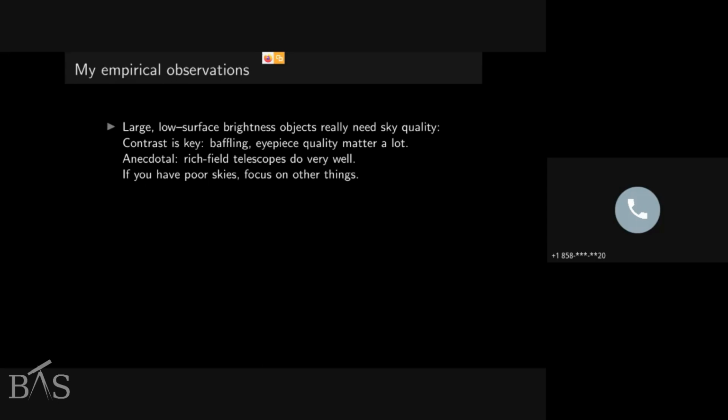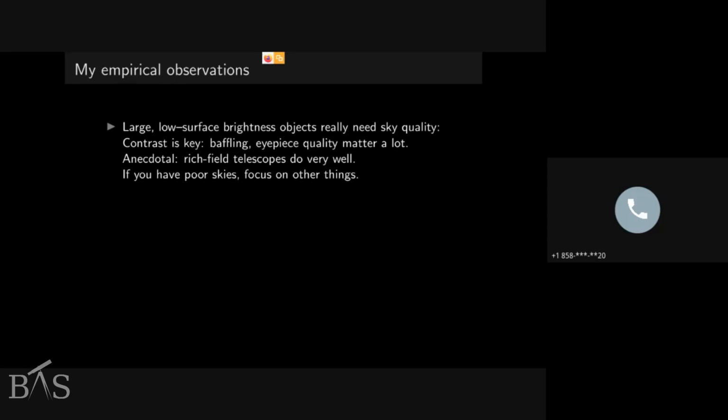Okay, so these are empirical observations. I obviously skipped the theory, but these things come from experience, at least from my experience, and I think they are generally true. Point number one: for large, low surface brightness objects, you really need sky quality. It matters a lot. Contrast is very important. We'll talk about how to improve contrast of the telescope. Things like baffling, which means light protection, preventing stray reflections within the telescope, and eyepiece quality matter a lot for low surface brightness objects.